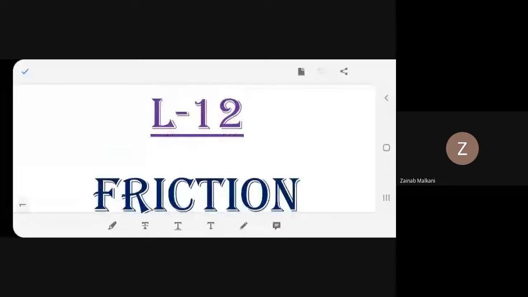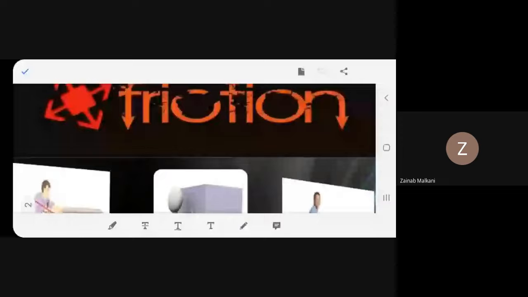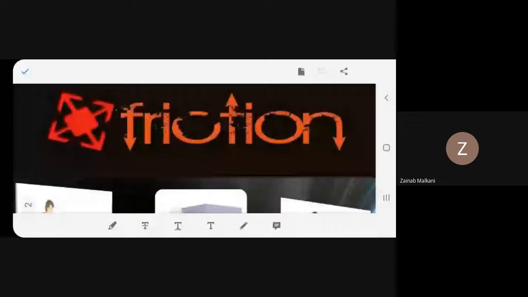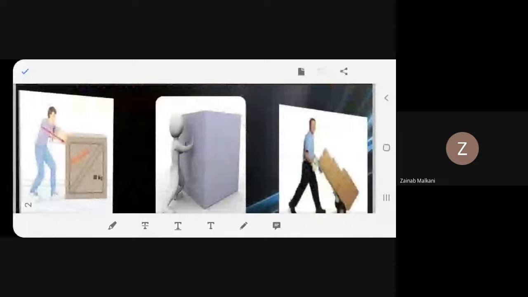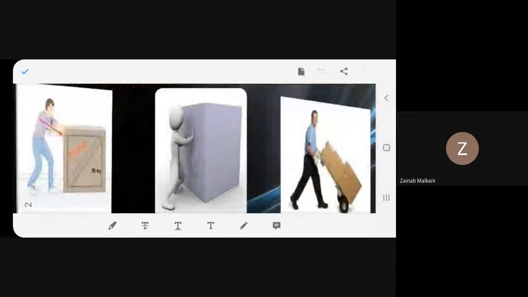Well, friction. Now, what is friction? Can anyone explain what is actually friction?